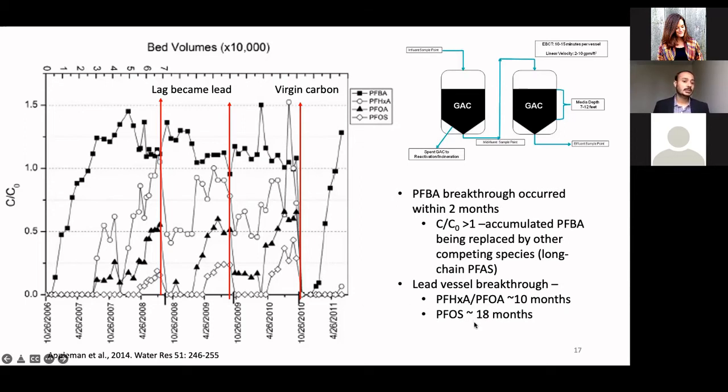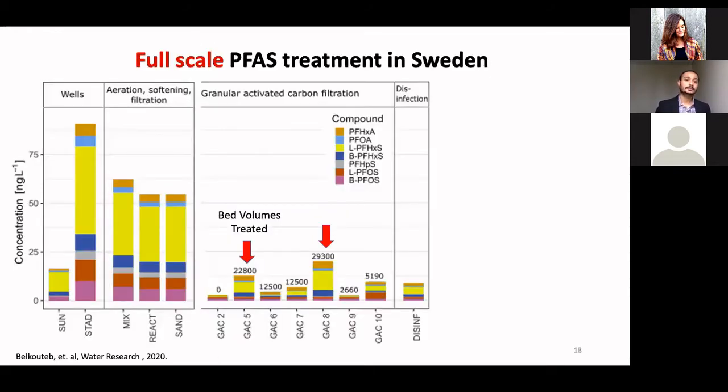PFOS showed the best removal in the system, and the breakthrough occurred only after 18 months of operation. And clearly you can see this was chain length dependent and also functional group dependent in the breakthrough curve. There was another study that also evaluated a full-scale treatment system for PFAS removal in Sweden.